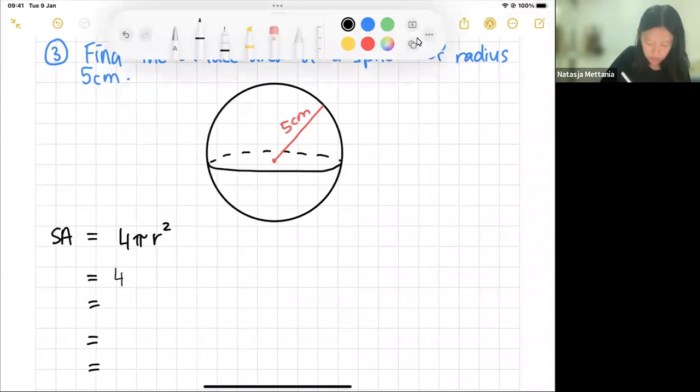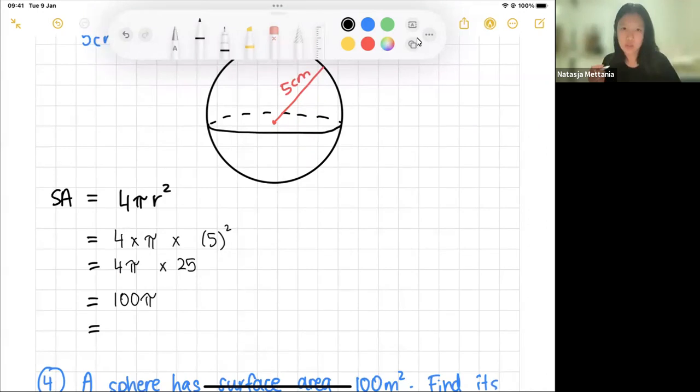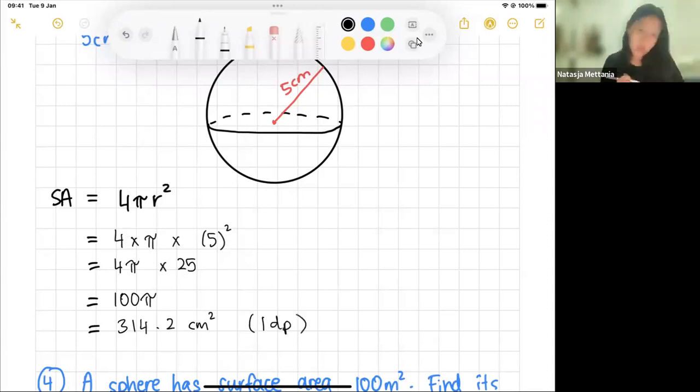Then let's calculate. 4 times pi, again, pi is a number, times radius squared. Put this as 4 pi, times it by 25, since 5 squared equals 25. We get 100 pi. Put it into a decimal place, which should get you to 314.2 centimeters squared. I've put that into one decimal place. There we go. Let's hear it for question number 3.